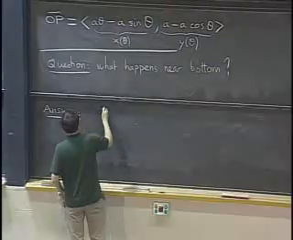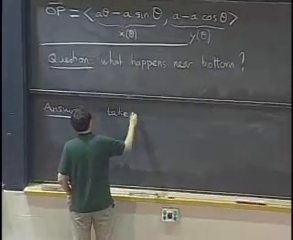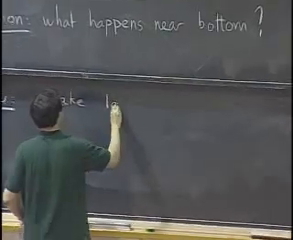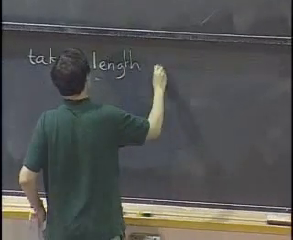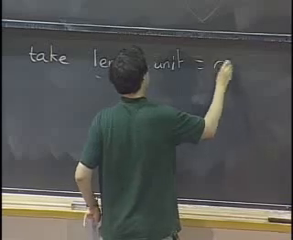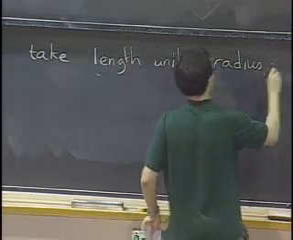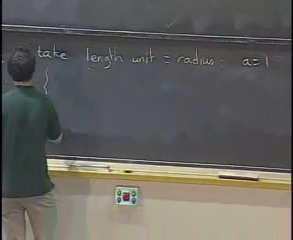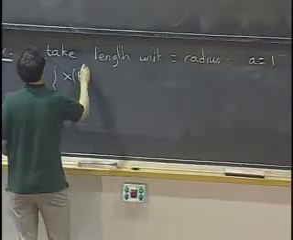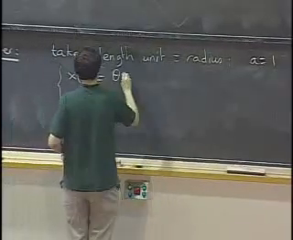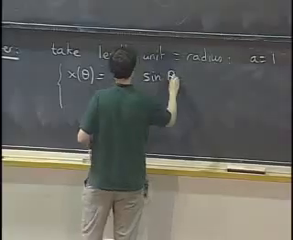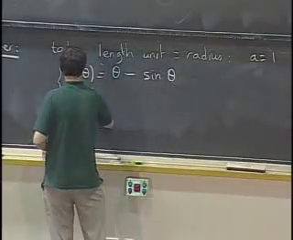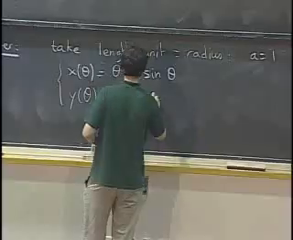So take the length unit to be equal to the radius. That means we'll have a equals 1. Then our formulas are slightly simpler. We get x of theta is theta minus sine theta, and y equals 1 minus cosine theta.